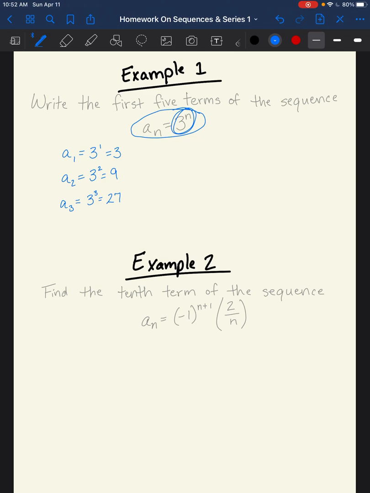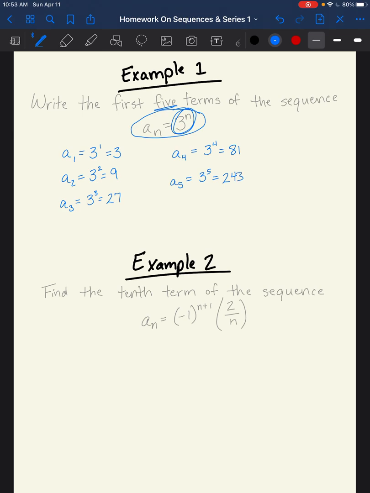All right. Then I still have to do, like it said, first 5 terms. So I'm going to have to do A sub 4 and A sub 5. The next thing in the pattern should be 3 to the 4th and 3 to the 5th. And all I have to do is grab my calculator. 3 to the 4th is 81. And 3 to the 5th is 243. So those are the first 5 terms of the sequence.